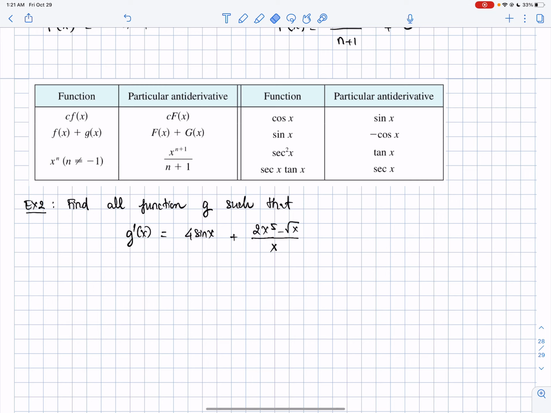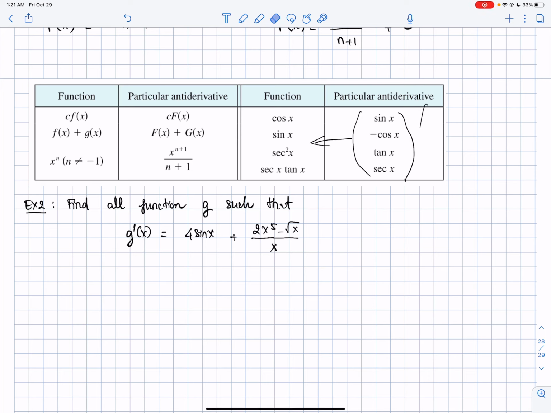The antiderivative of the cosine function will be the sine function. The antiderivative of the sine will be negative cosine, and similarly for secant squared, the antiderivative will be the tangent, and for secant tangent, the antiderivative will be the secant. You can look at the derivative formulas and check that if you take the derivative of all of these, you will get the original functions.